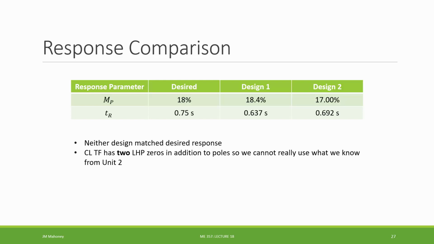We can't use what we know from Unit 2 because of those 2 complex zeros that we're adding. We also saw in these, I put in that saturation, that limiter of what the max voltage could be.